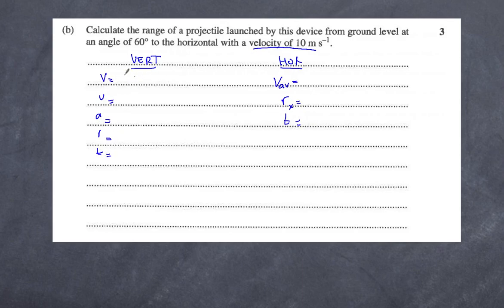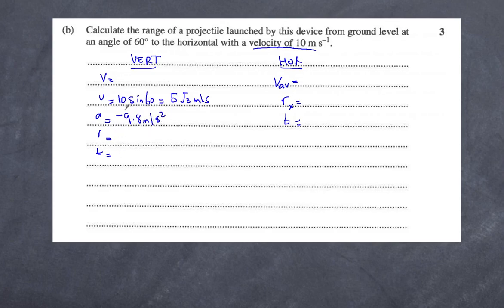We don't need the final velocity, so we're ignoring that. The initial velocity we are told is 10, but it's at an angle of 60 degrees, so you multiply that by sine 60, so that gives us 5√3 meters per second. The acceleration, of course, is negative 9.8 meters per second squared.